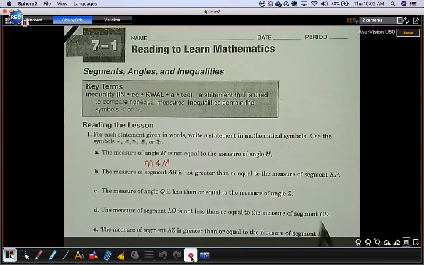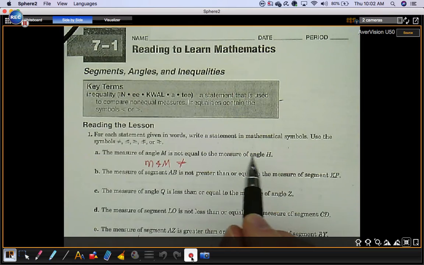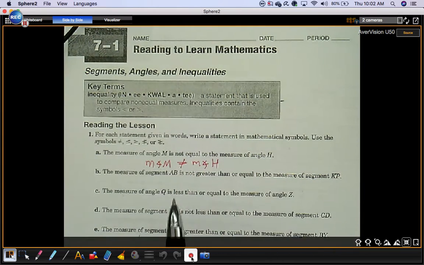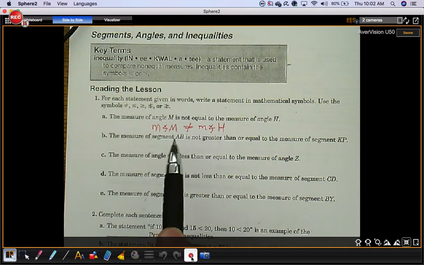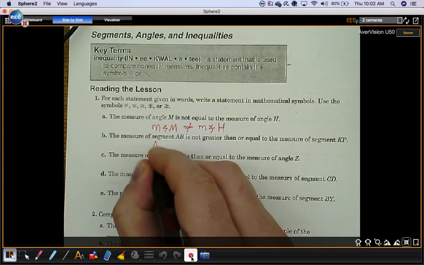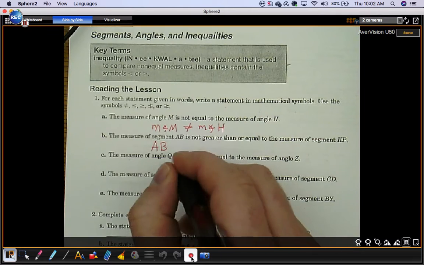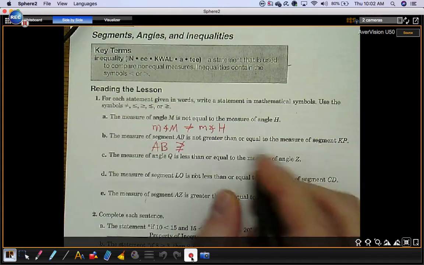That's what that looks like in math symbols, is not equal to the measure of angle H. Words, mathematical symbols. The measure of segment AB is not greater than or equal to the measure of segment KP.